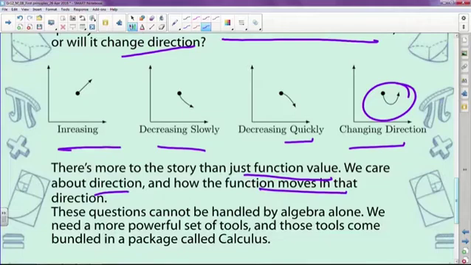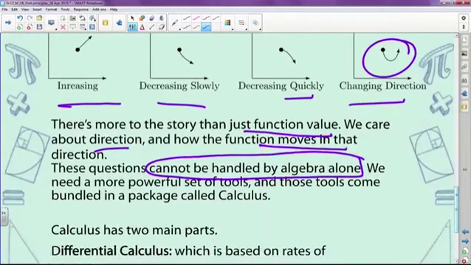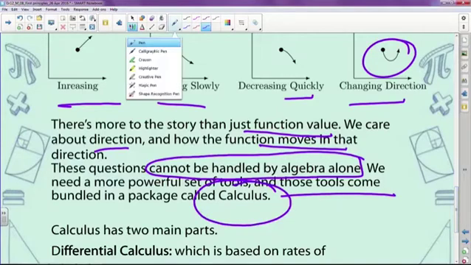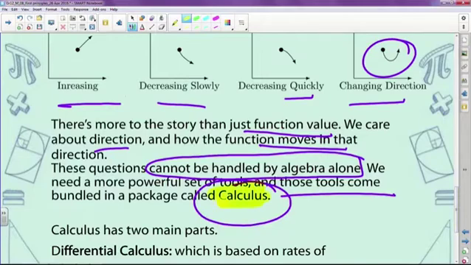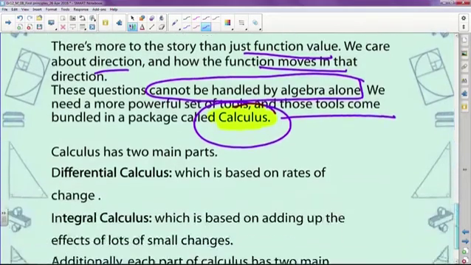And those kind of questions cannot be handled by algebra alone. Just with the tools you have so far, you cannot answer that question. We need a more powerful set of tools, and those tools come bundled in a package called calculus. Okay, so that's the big guy. That's what we're looking at today. That's the important concept for today's lesson. We're talking about calculus, the special set of tools that tells us so much more than just what a function value is.